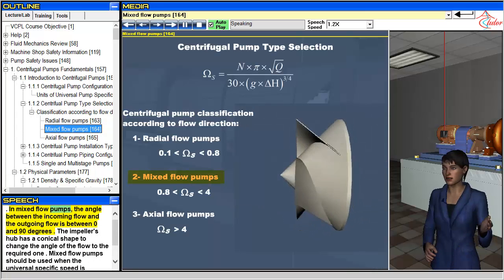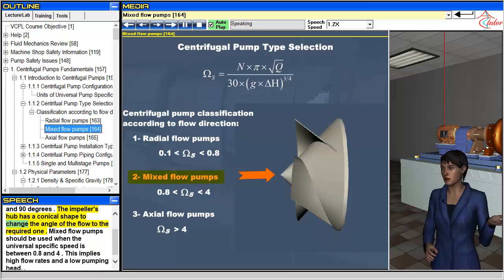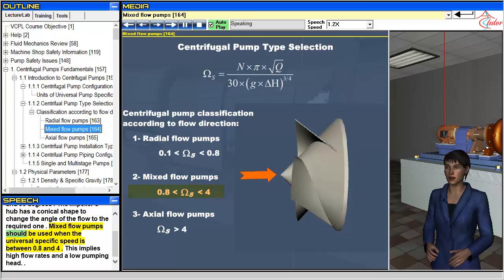In mixed flow pumps, the angle between the incoming flow and the outgoing flow is between 0 and 90 degrees. The impeller's hub has a conical shape to change the angle of the flow to the required one. Mixed flow pumps should be used when the universal specific speed is between 0.8 and 4. This implies high flow rates and a low pumping head.